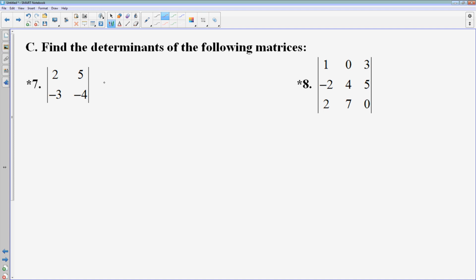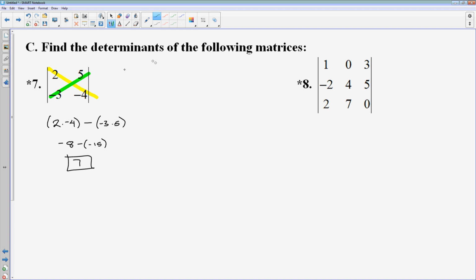If it's a 2 by 2, it's really easy because you will simply take this downhill right here, 2 times negative 4. I'm just going to write it as 2 times negative 4. Is that okay? And then you subtract, and then you multiply going uphill. So let's go uphill. And that will be minus negative 3 times 5. And then we simply work that out. 2 times negative 4 is negative 8, minus, that'd be a negative 15, which is negative 8 plus 15, and that's the determinant of 7.